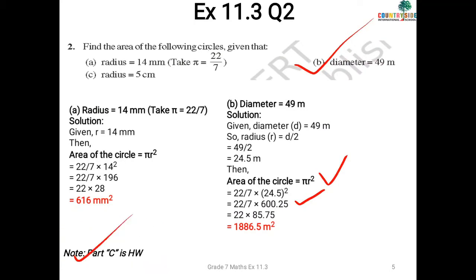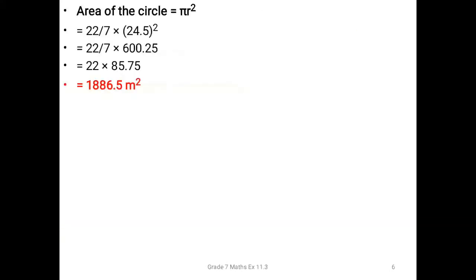Students, please note that the C part is your homework. You have to try it by yourself. Now scholars, you might be wondering how to do this calculation. Let me teach you. We all know area is pi r square, so pi is 22 by 7, and here r is 24.5.